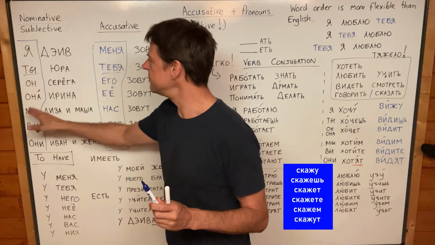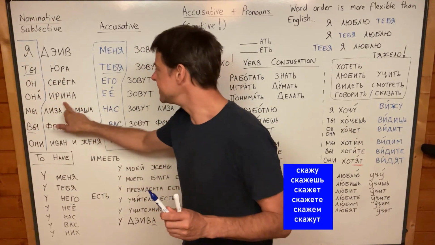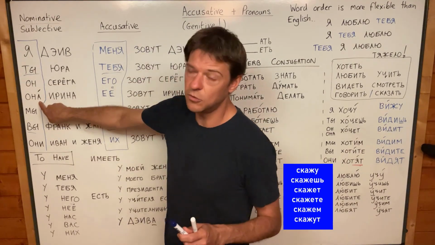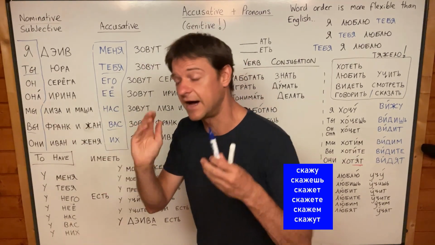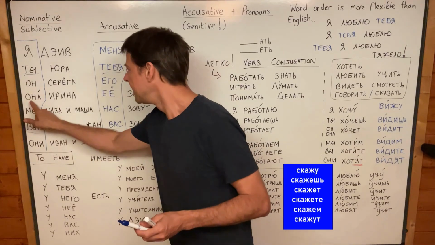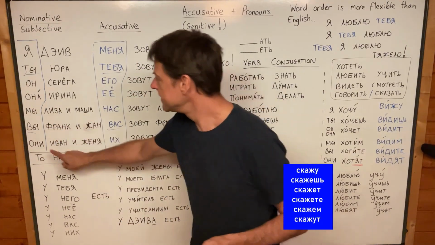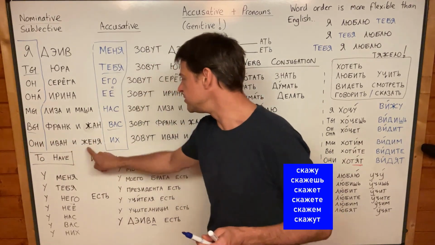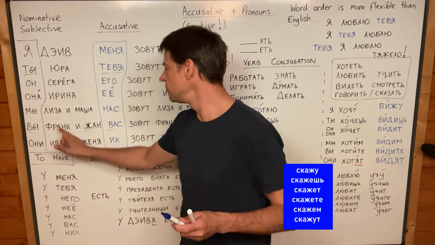You just say, я Dave, ты Юра, он Серёга, она Анна, Ирина. Please remember that Анна, the stress is on the A. I want you from the beginning to be pronouncing this word correctly. It's Анна. It's not Она. Анна, Ирина, мы Лиза и Маша, вы Frank и Jean, они Иван и Женя. Okay, so I'm just saying they are Ivan and Zhenya.